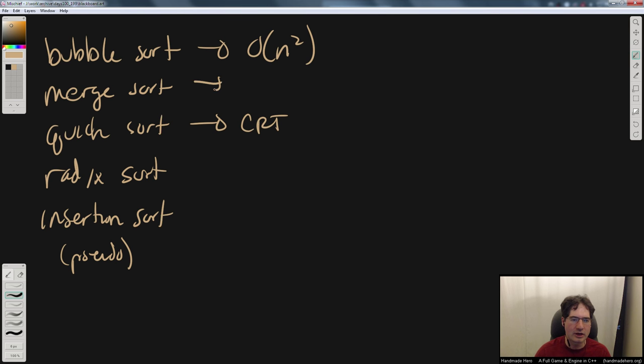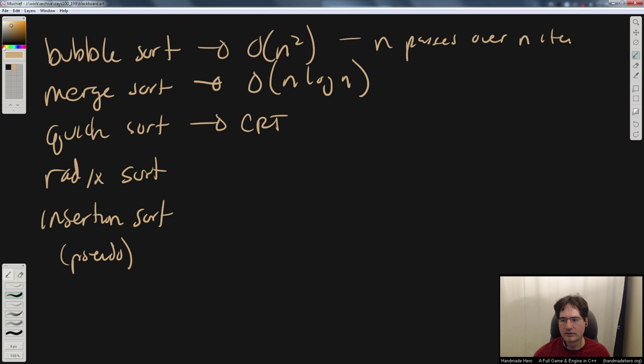Now the merge sort, we know that it's basically the same thing in terms of, at the low level, we have to do passes over n items every time, but we only have to do log n of them, so it's n log n, right? This is n passes over n items. And this is log n passes over n items, right?